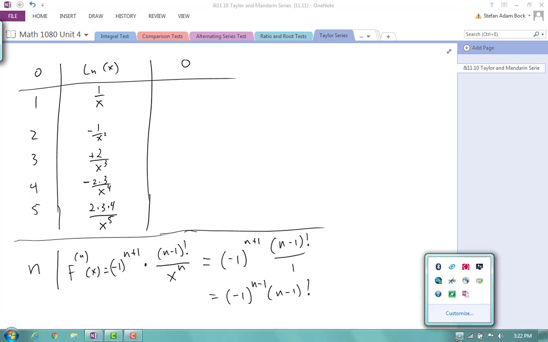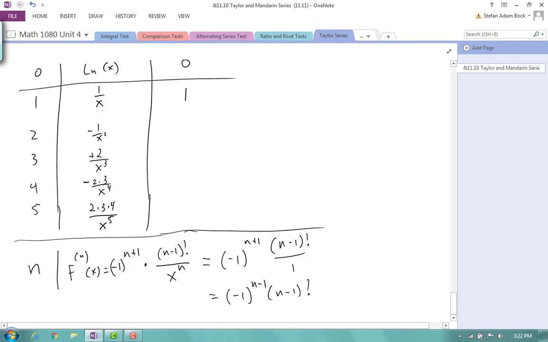1 factorial is 1. Negative 1 to the n minus 1 is 1. And sure enough, if I plug 1 into 1 over x, I get 1. For 2, if I plug in 1, I should get negative 1. Comparing with this function, if I have negative 1 to the 2 minus 1, I get a negative 1, okay, times n minus 1 factorial, that's 2 minus 1 factorial, which is 1 factorial, which is 1. So I get a negative 1 for plugging in here and for doing the function.